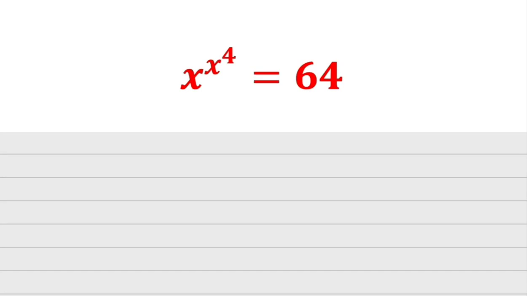I'm going to be working out this Olympiad question. It is very interesting. I'm going to show the tricks, so watch and learn. So you have x raised to power x raised to power 4 is equals to 64.